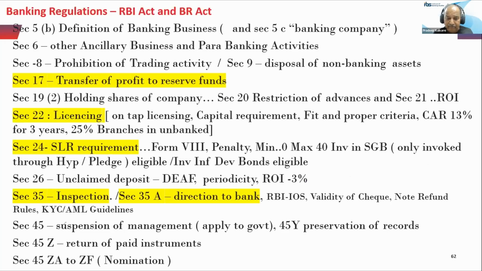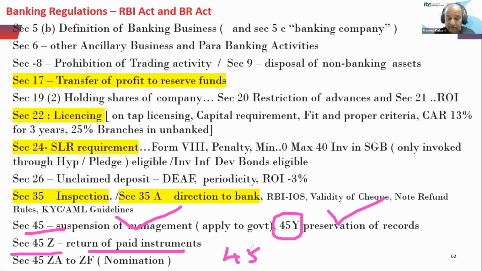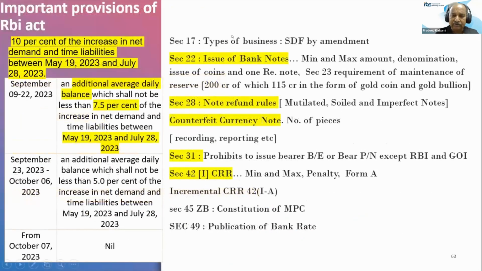Section 45 is on suspension of management. Section 45Y is on preservation of records. Section 45Z is return of paid instruments, because you may get confused. You may remember Section 45 as nomination, but please note that Section 45ZA to ZF only deals with nomination. I think this is in brief what the Banking Regulation Act covers, and these are the few important sections.